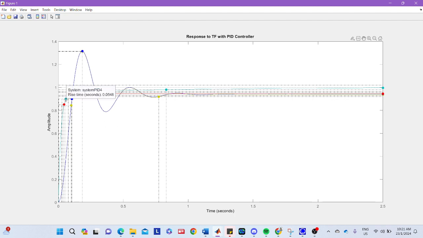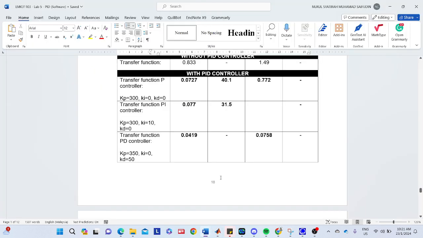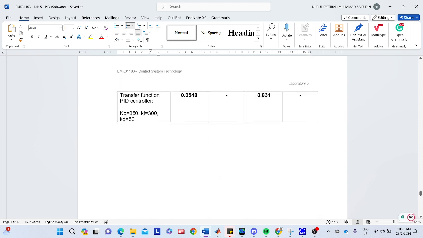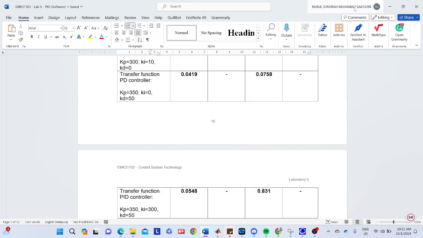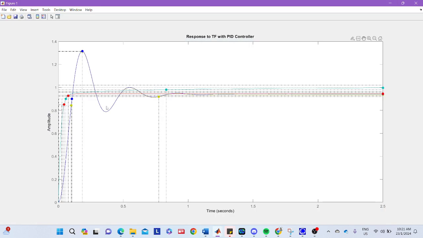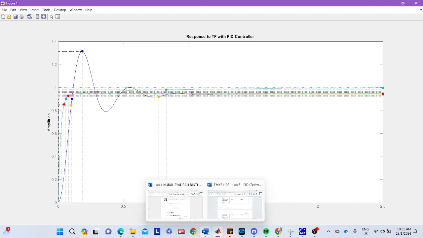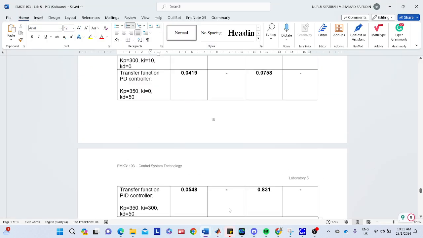And lastly, the fourth condition, using the PID controller. I get the rise time and also the settling time. There is no overshoot. The values that I get from MATLAB, I put in the tables here.